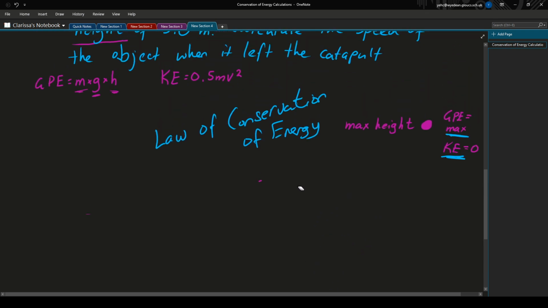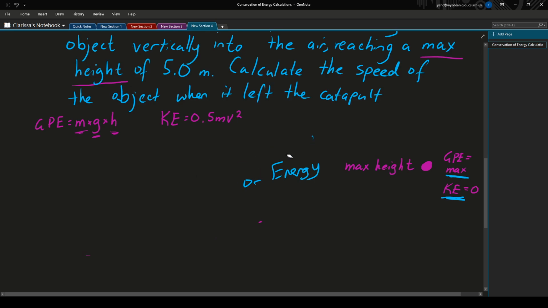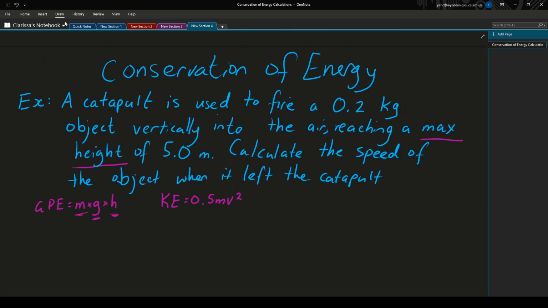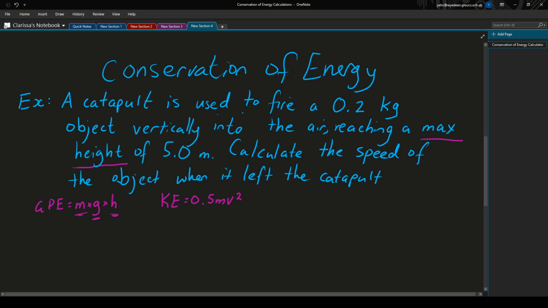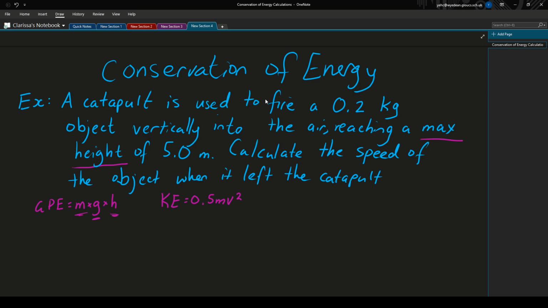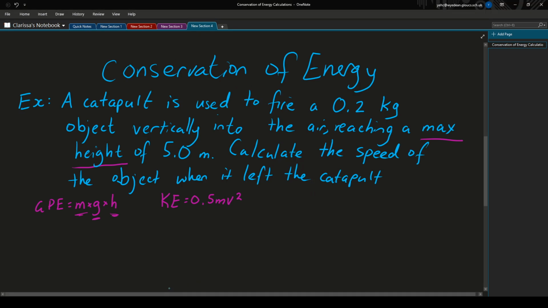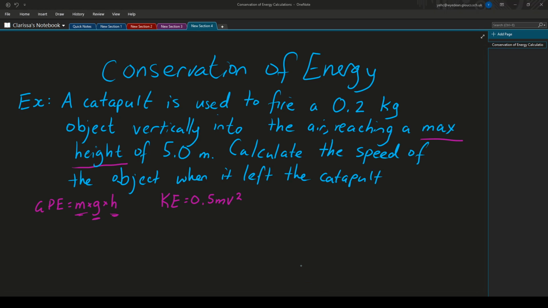So this is how we apply it to calculations. We're going to be using these two equations because in our catapult example, it started off with maximum kinetic energy, and then it lost that energy over time as it went up into the air. Kinetic energy was lost, and gravitational potential energy was gained.